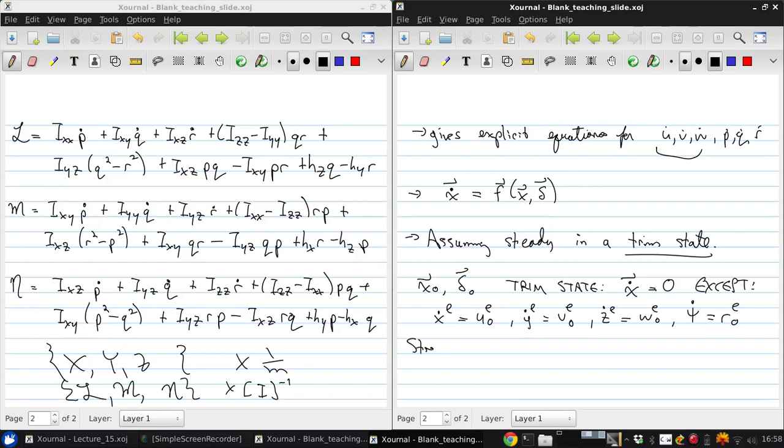So we can have straight flight, and here r equals 0, and this is not necessarily just steady level flight, this can include climb or descent at a constant rate. We can also have steady turning flight, where r e naught is not zero.